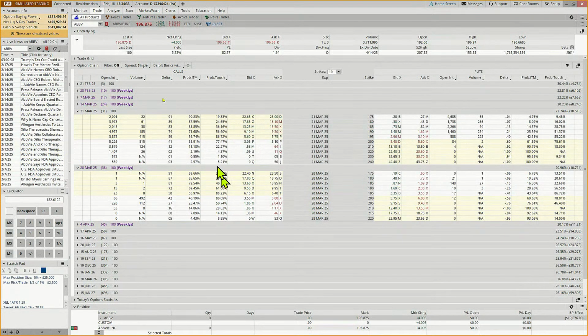And so this is a way we can use the option chain to see the relative probability. Now these are kind of based on where the stock is currently trading. So if the stock moves up dramatically or moves down dramatically, these probabilities will change accordingly, right? Okay. So that's AbbVie.